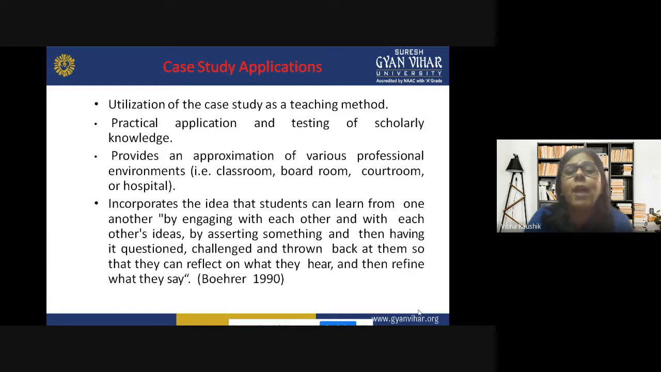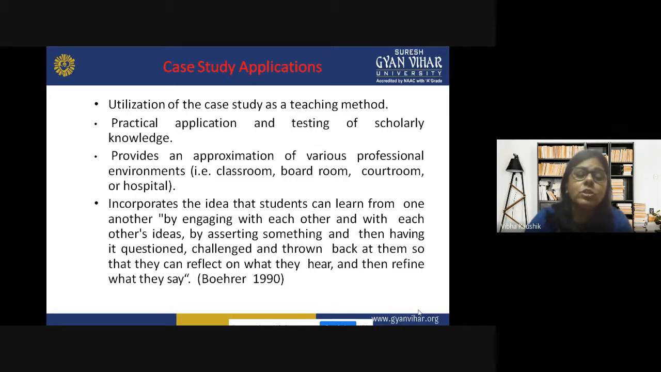Now, case study applications. You can use the case study as a teaching method. Practical application and testing of scholarly knowledge provides an approximation of various professional environments, such as the classroom, boardroom, courtroom, or hospital. It incorporates the idea that students can learn from one another by engaging with each other.